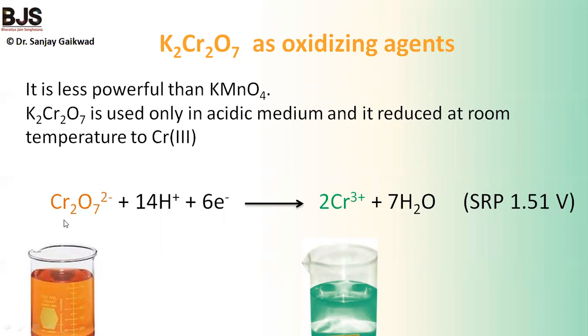Now here the Cr2O7²⁻, which has an orange color, when it is treated, gets converted into Cr³⁺, that is a green color. Now the standard reduction potential is 1.51 volt. Now in this way K2Cr2O7 or KMnO4 can be used as an oxidizing agent.